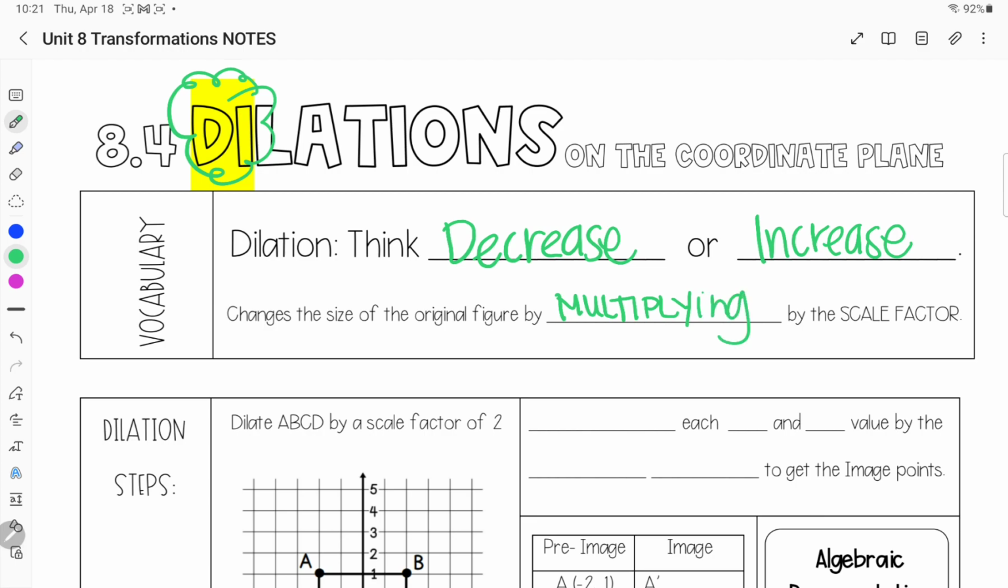And that's the difference between translating. We're translating, we're sliding. So it's not making it bigger or smaller, it's just moving it. Where this one, when we multiply, is either going to make it bigger or smaller. And we multiply by what's called a scale factor.